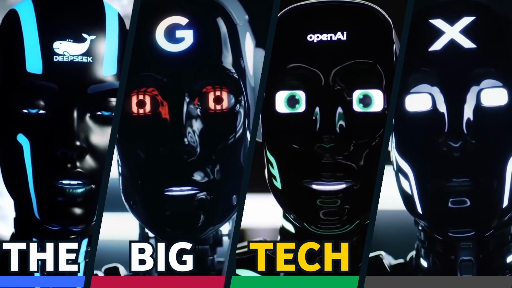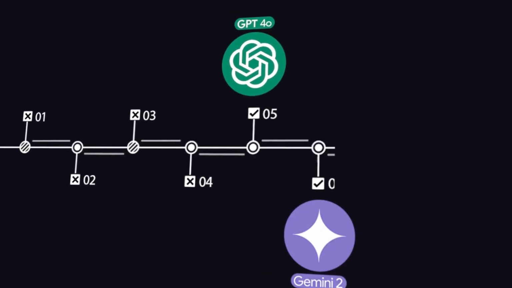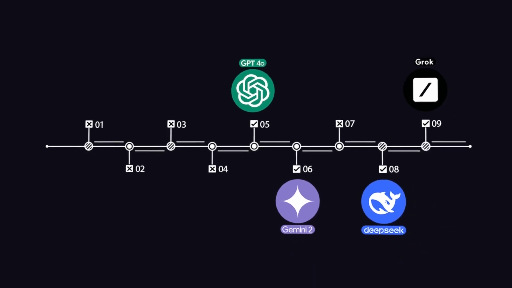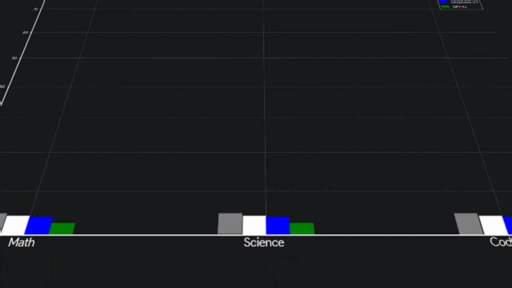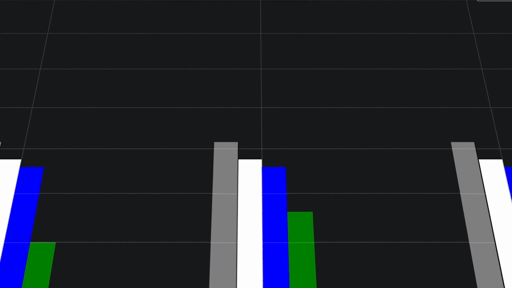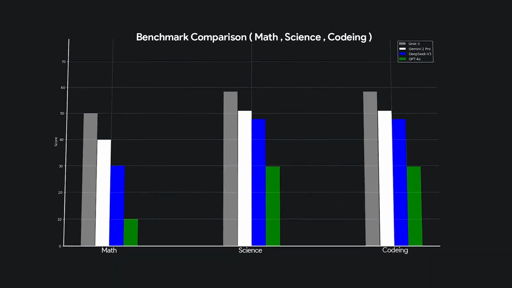The big tech giants have started a race to dominate AI. OpenAI's ChatGPT, Google's Gemini, China's DeepSeek, and Elon Musk's Grok all launched their exclusive chatbots recently, and each one is sharing complicated charts comparing their capabilities in mathematics, science, and coding.